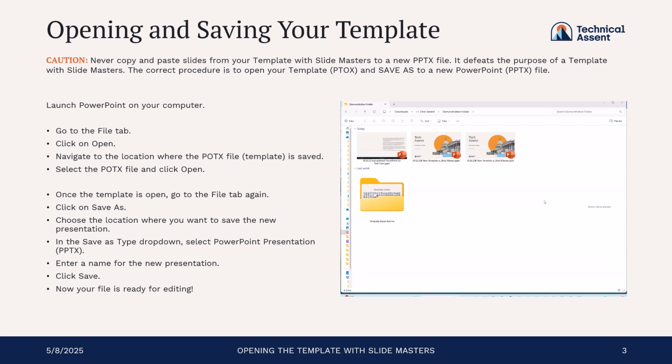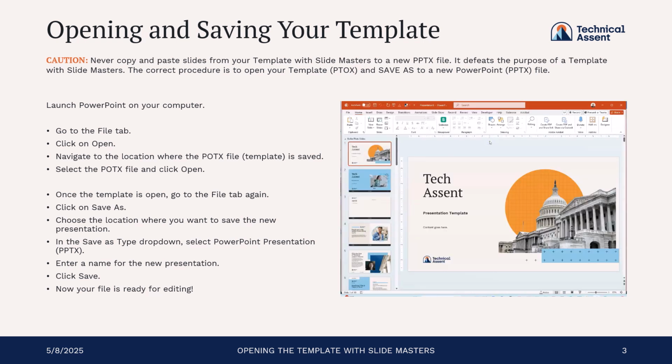After you open your POTX file, you will see that the name of the template automatically opens to Presentation 1, 2, 3, etc. So let's do that. Here's my POTX file, as you can see. And in practice, I've opened this 5 times, so it's Presentation 5.